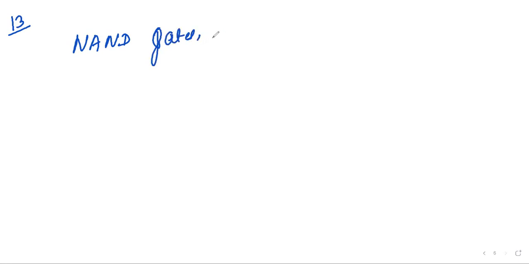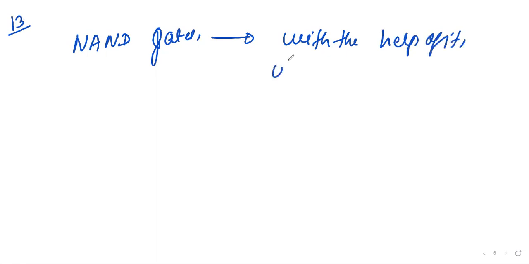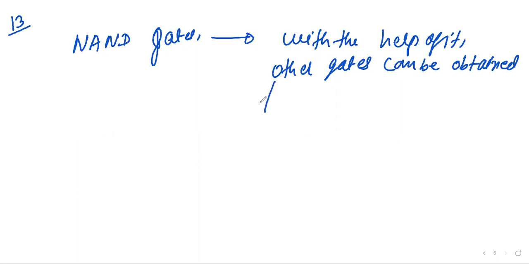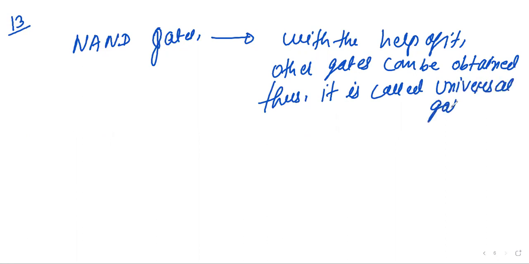Right. So with the help of it, other gates can be obtained. Thus, it is called a universal gate. Now see the next one.